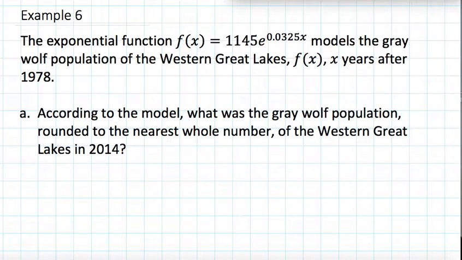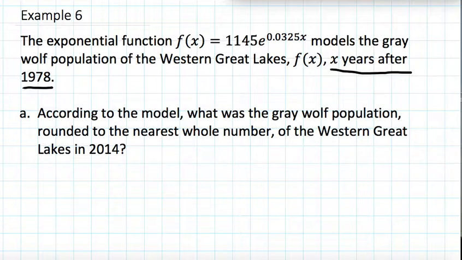So this one is a function f of x that models the gray wolf population of the Western Great Lakes x years after 1978. Part A says, according to the model, what was the gray wolf population, rounded to the nearest whole number, of the Western Great Lakes in 2014? So in this case, I need to use the fact that the model gives the wolf population x years after 1978. So I need to figure out what to plug in for x.